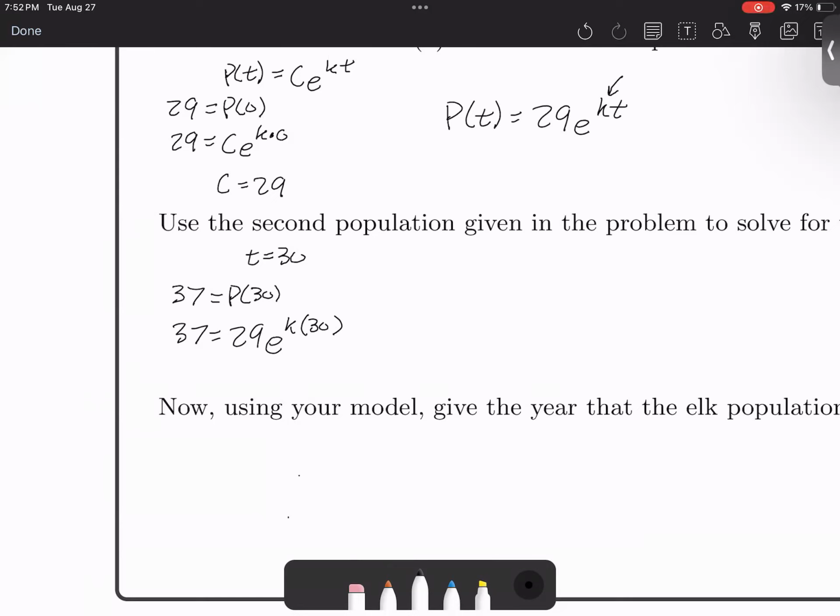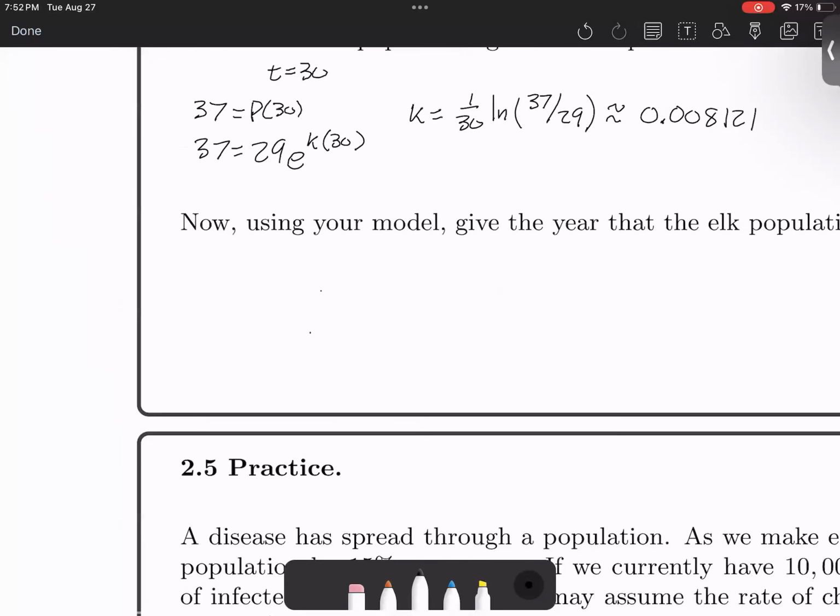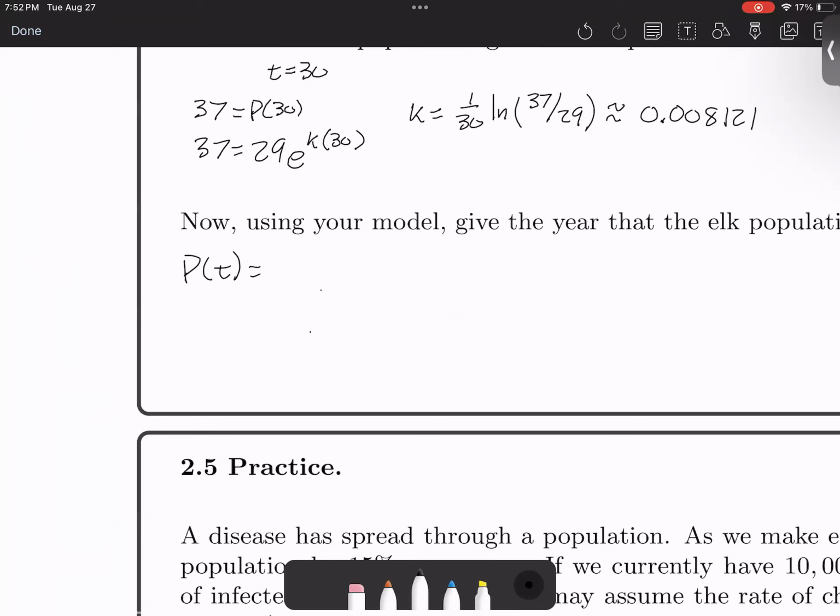Solving this, we get that k is equal to 1/30 times the natural log of 37 over 29, which we can estimate as 0.008121. Cool. So now our population equation with all the details is equal to the initial population of 29 times e to the k, which is 1/30 natural log 37 over 29 times t.